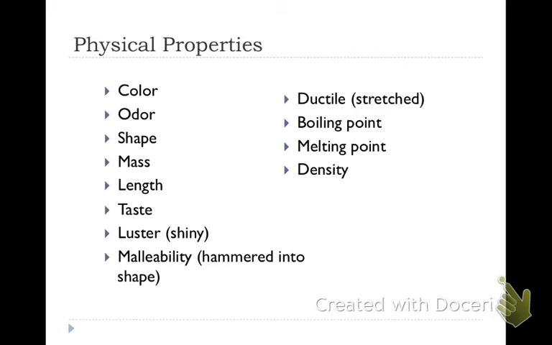So physical properties. Pretty much this whole list, we've got color, odor, the smell, the shape of an object, the mass, the length, its taste. We typically don't taste anything here in chemistry. Its luster, how shiny it is, how malleable it is, or how it can be hammered into shape, ductile, how it can be stretched, the boiling point, so the temperature at which it goes from a liquid to a gas, and then its melting point is the temperature at which it goes from a solid to a liquid, and also its density. So we have something called intensive versus extensive properties.